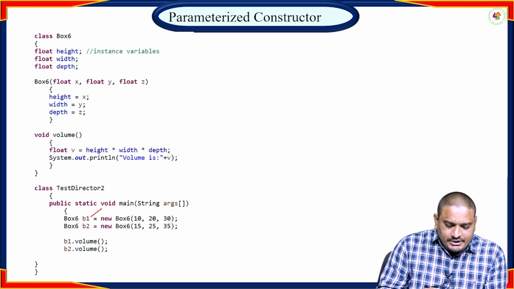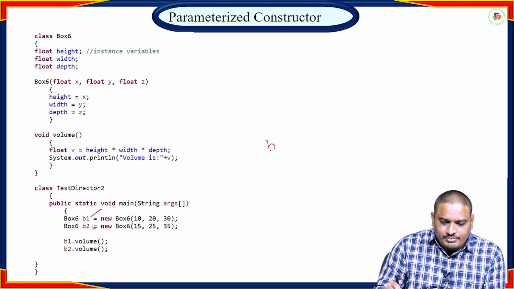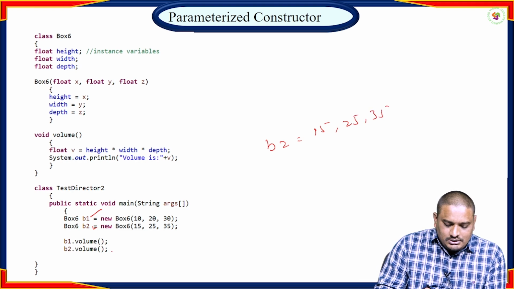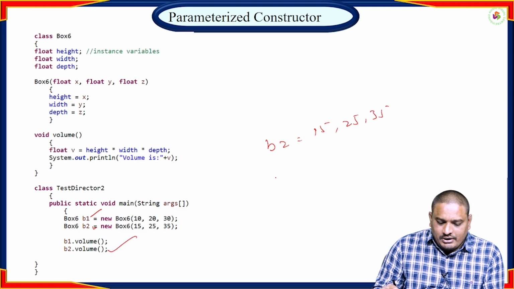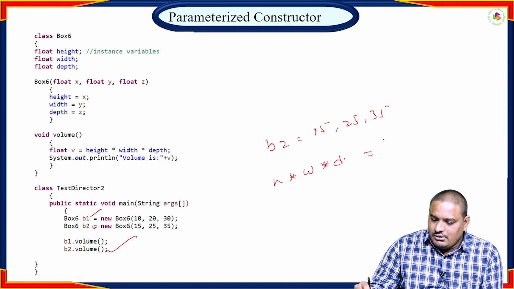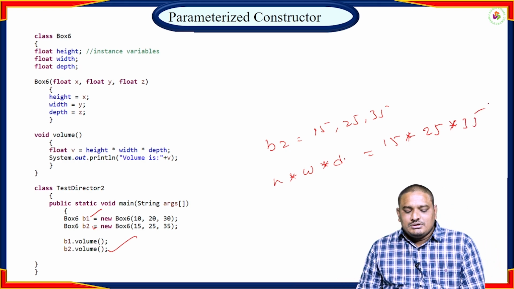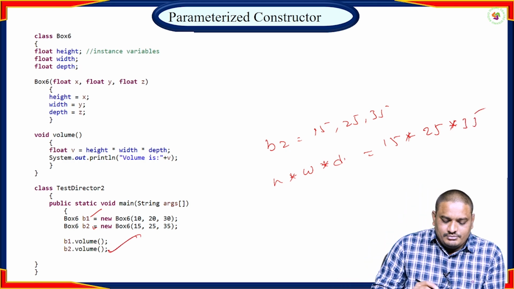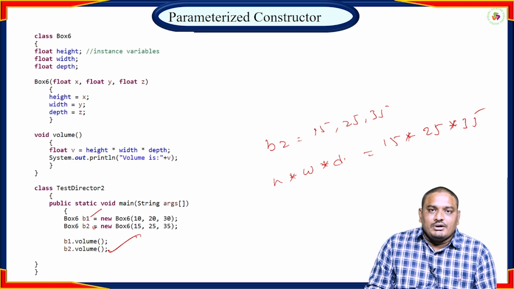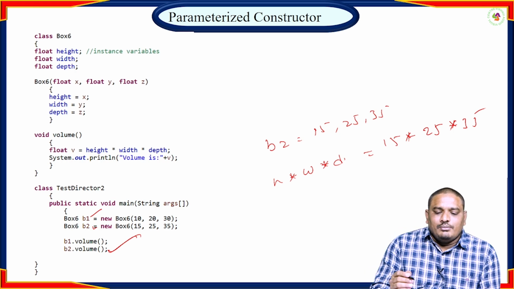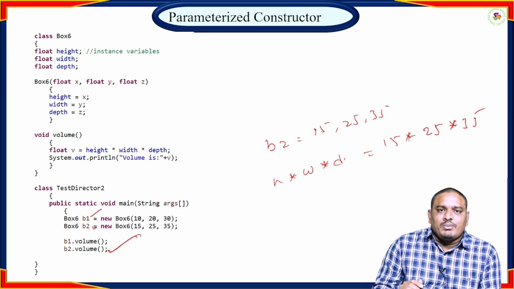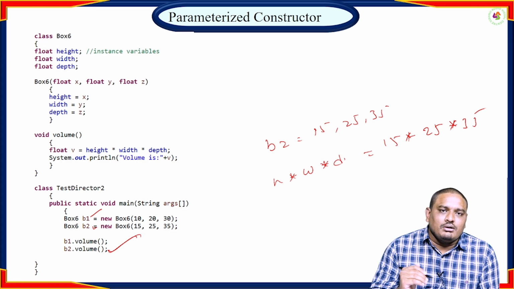B1 object is completed. Now the B2 object. What are the B2 values? 15, 25, 35. We call the value method. The formula is height into width into depth, totally 15 into 25 into 35. This is for the second object. These are the parameterized constructors. Simply, a parameterized constructor means you can pass some parameters to the particular method.